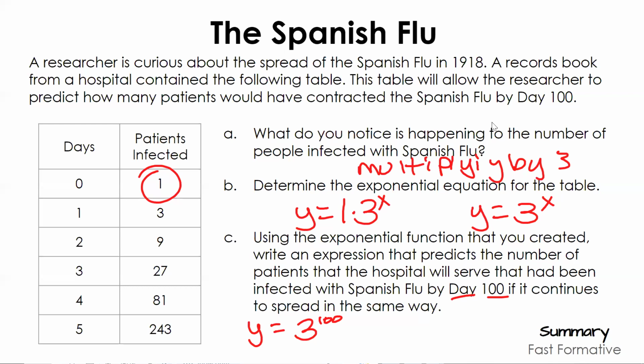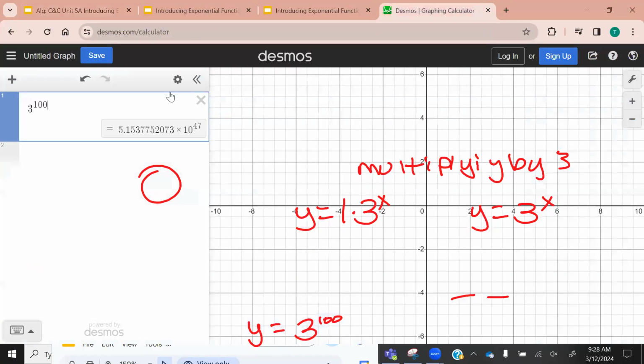Now, when you type this into the calculator, you're going to get something a little crazy. If I type 3 to the 100th power, you get this. This says times 10 raised to the 47th power. That means take your decimal and move it 47 times this way, and then fill in zeros all the way through. So how many people is that? That's a ton. That's basically the entire population, right? Now, not all flus work like that, but it is a very big number. That's why we had our lockdown during COVID, right? Because if you spread it to 3 people and then you continuously do that, then it became a problem.